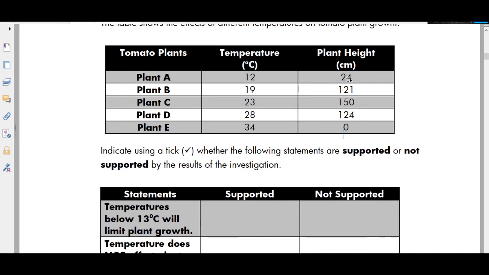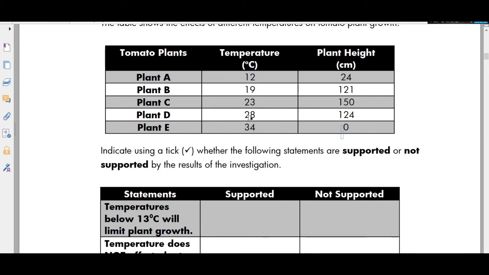Now, 12 is cool. Plant B is a little bit warmer because it's 19, so it would have been rising. And look at the difference between 12 and 19 in terms of the plant growth. This was 24, but now it has gone to 121 centimeters. Plant C was at 23 and it went all the way up to 150 centimeters.